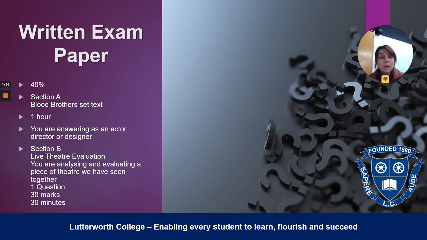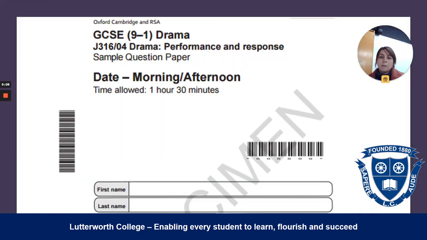And then section B is about a live theatre evaluation. You've only got one question there, but that question's worth 30 marks. And 30 marks means 30 minutes. That's how much you'd spend on that. So that's what the paper would look like: 1 hour 30, 1 hour for Blood Brothers and the 8 questions on that, 30 minutes for the live theatre evaluation section.